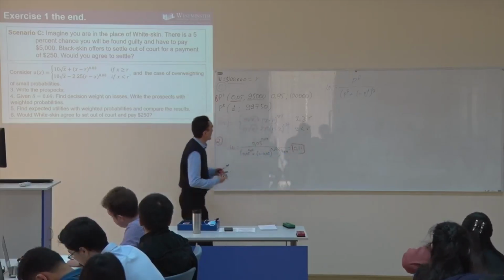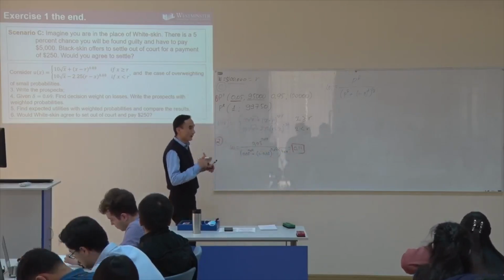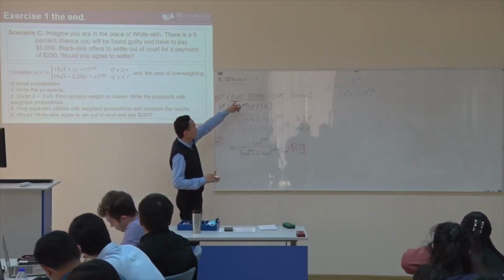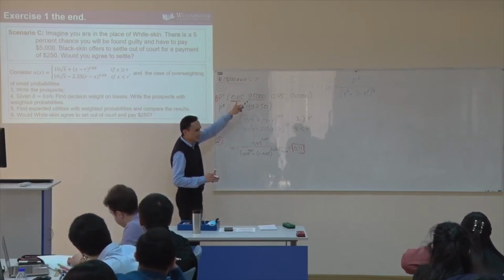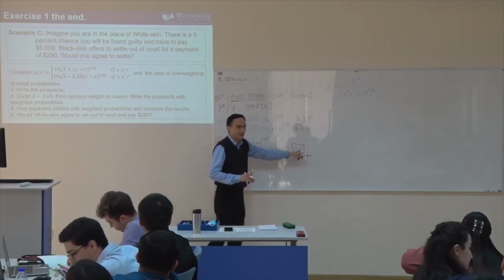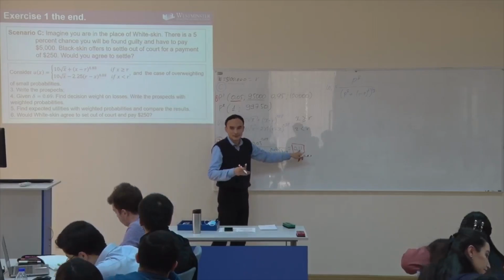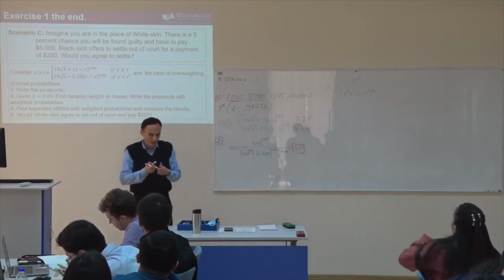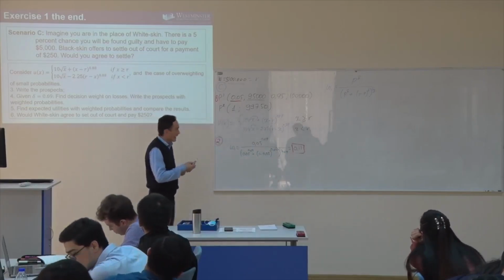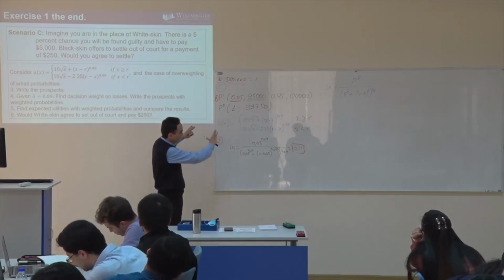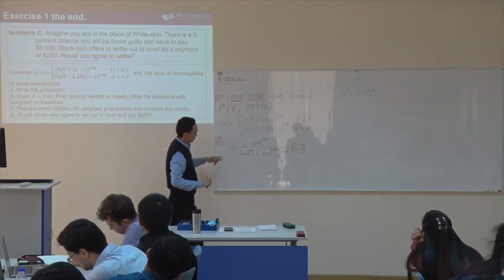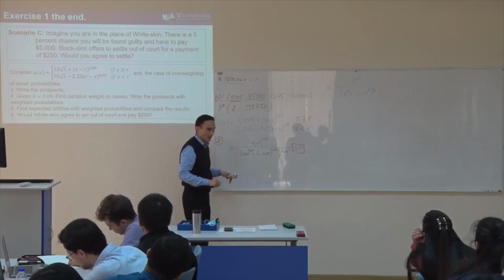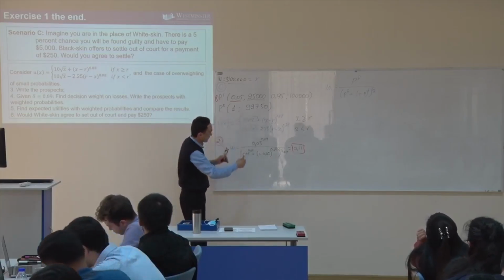What does it mean? Even though the actual probability of losing is 5%, he is seeing it as 11%. Overweighting. Okay, overweighting. So students, one more thing. There is a probability you will have similar problems in the final exam. Let's suppose you have a similar one.